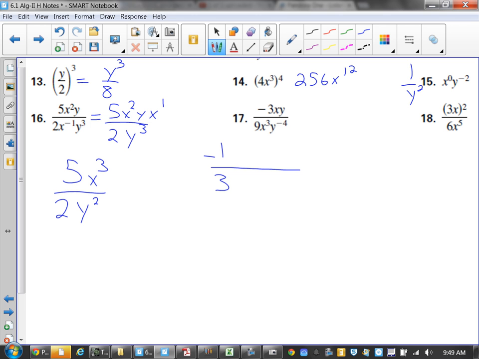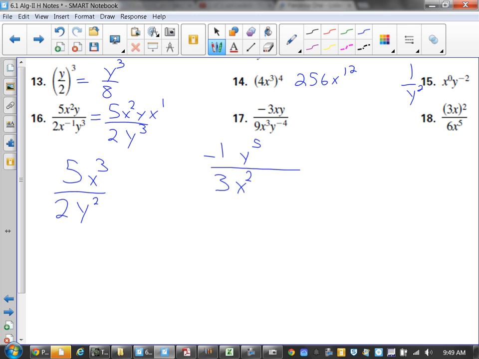X over x cubed, what do you get? X squared on the bottom. Now you have y over y to the -4. What happens? Y to the 5th, where? All right. Is it okay if I put negative y to the 5th? Yes. Yep, that's fine. It's the same thing.